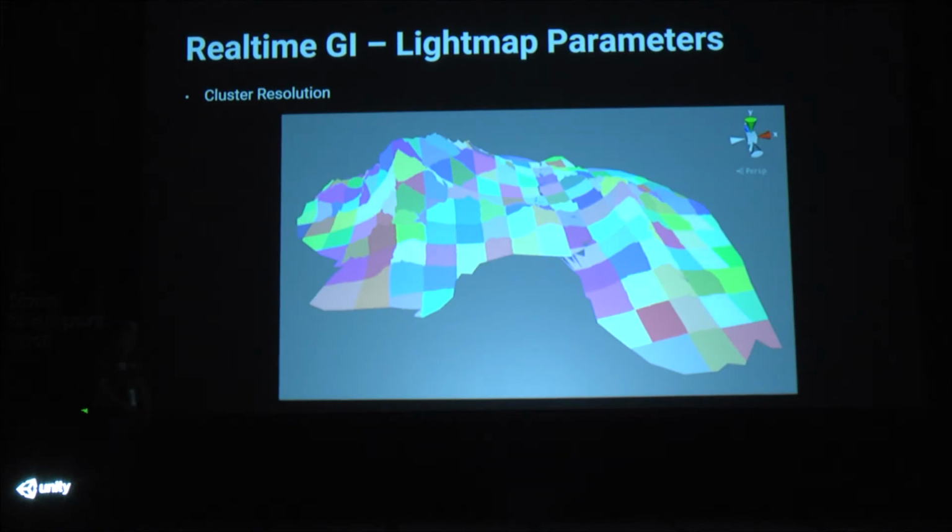Cluster resolution. For real-time GI, Enlighten will voxelize the scene, and cluster resolution basically determines the size or resolution of the voxels, how big the voxels are, basically.